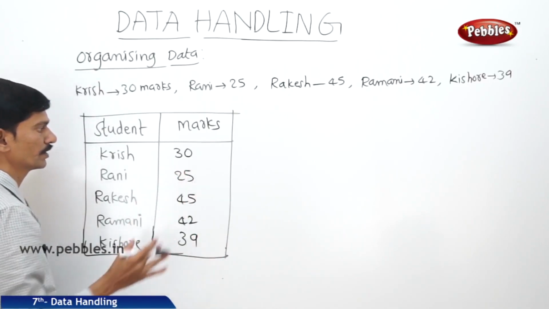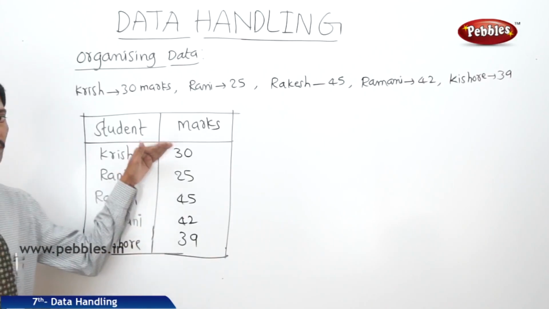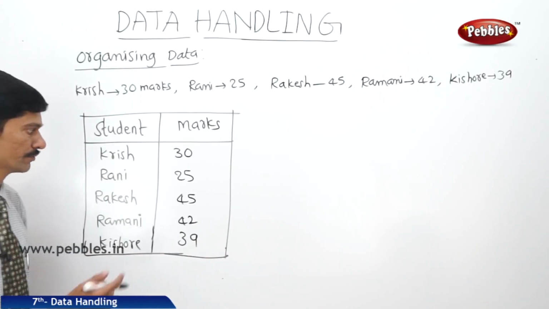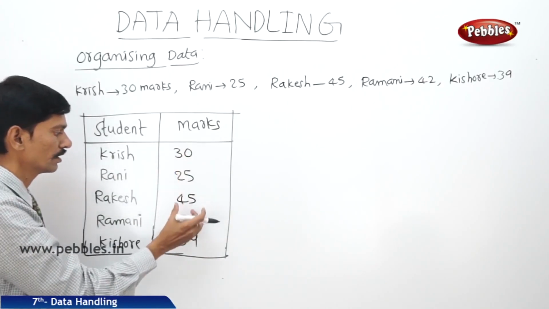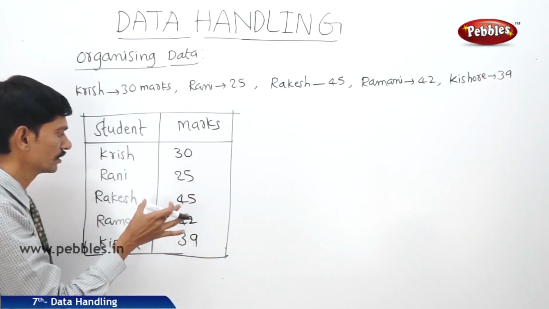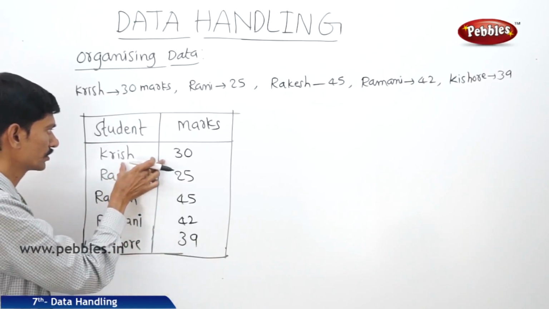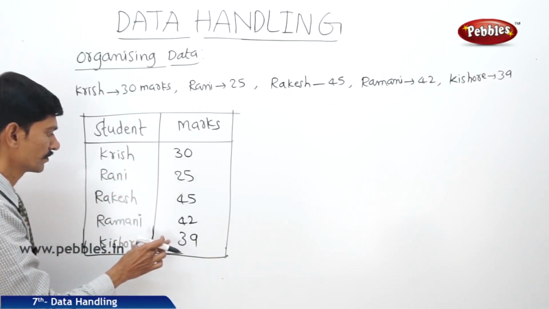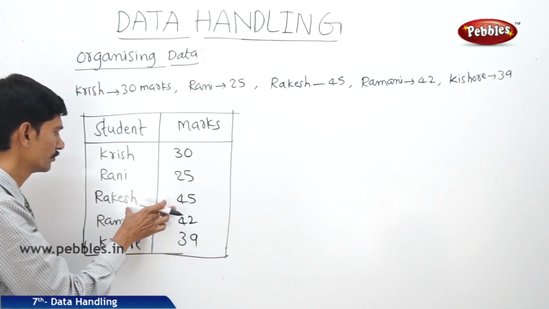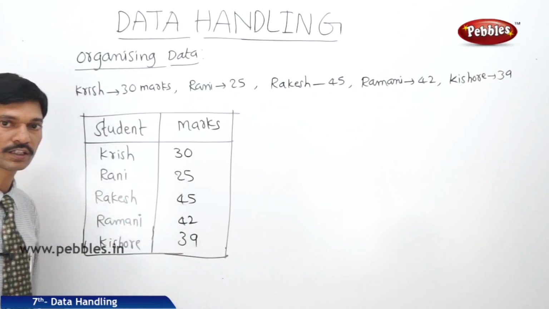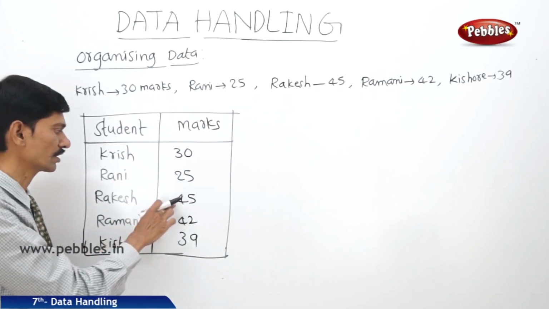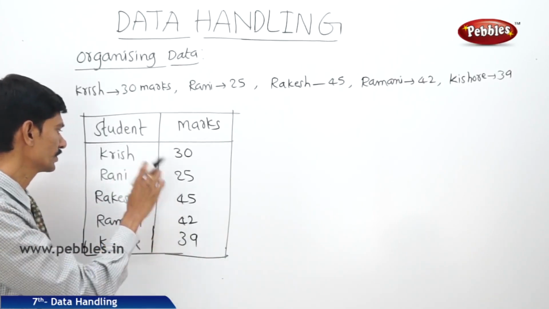Now the same table can be represented either in the ascending order or in the descending order of the marks of particular students. So if you arrange all the students in the ascending order of the marks, then we get first 25 Rani, then second we get Krish 30 marks, then we get Kishore 39 marks, then we get Ramani 42 marks, then at last we get Rakesh 45 marks. If we arrange the students in the descending order of the marks, then we get first Rakesh and last Rani.